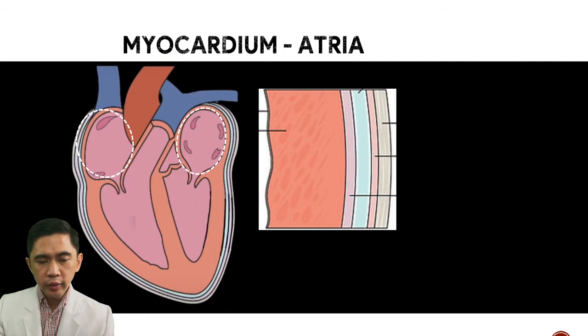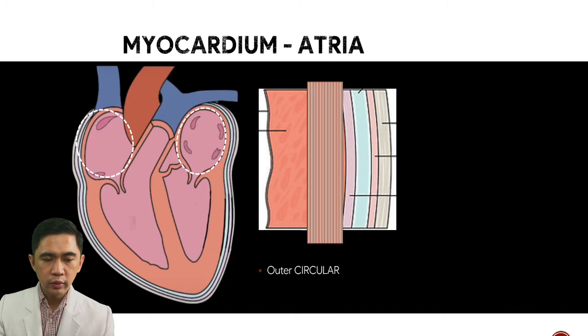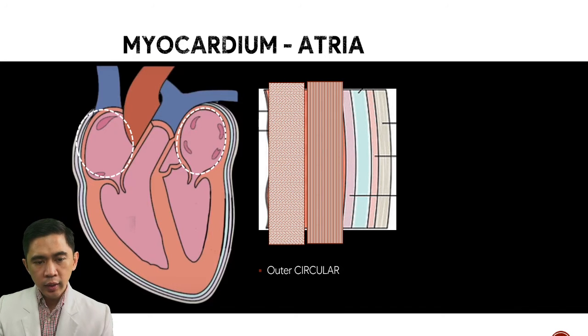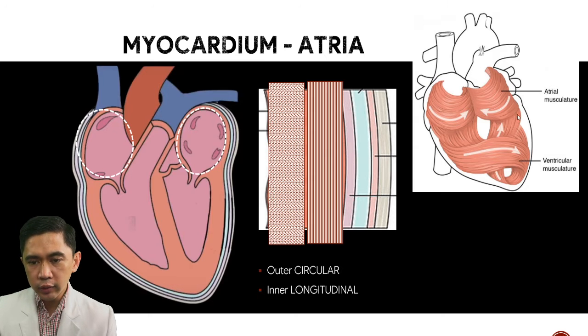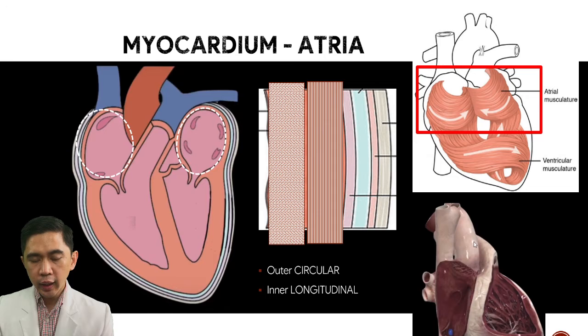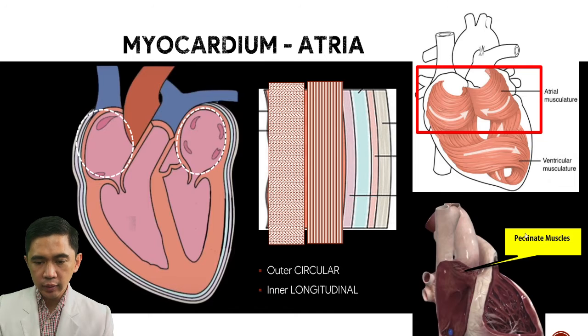So the myocardium of the atria has two layers, which is the outer circular and the inner longitudinal. If you have to remove the outer layers of the heart, we will see the outer layer is circular one, and the inner layer we'll see as longitudinal, as we see here in the pectinate muscles. So outer, it is circular, and inner, it is longitudinal.